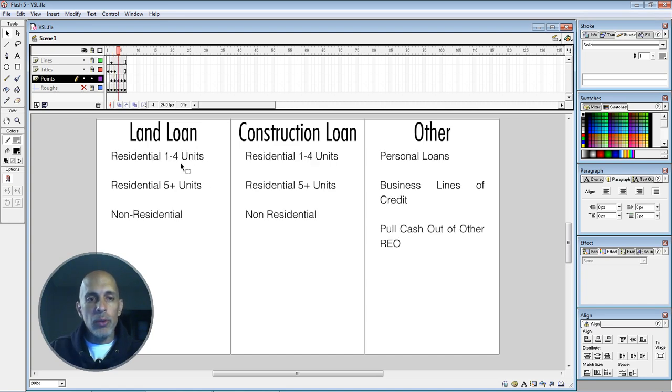With land loans, we basically break it down into residential and non-residential. And within residential, there's 1 to 4 units, 5+ units, and non-residential is stuff like agricultural land that is being used for commercial purposes. This is different from having a homestead where you are just growing a garden or growing crops for personal use. So it's producing money.